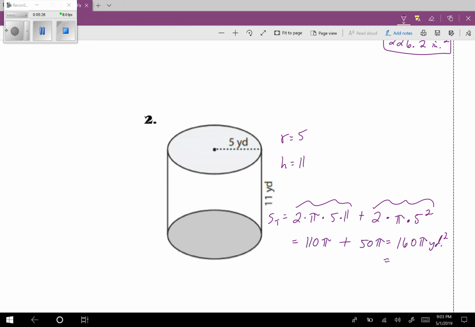And then just plug in pi to the calculator. You get 502.7 yards squared. All right, and that's all there is to finding the surface area of a cylinder.